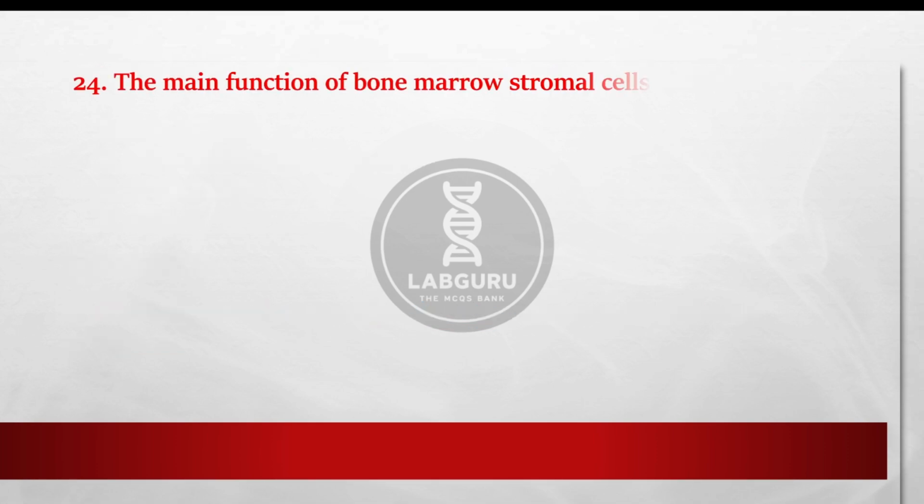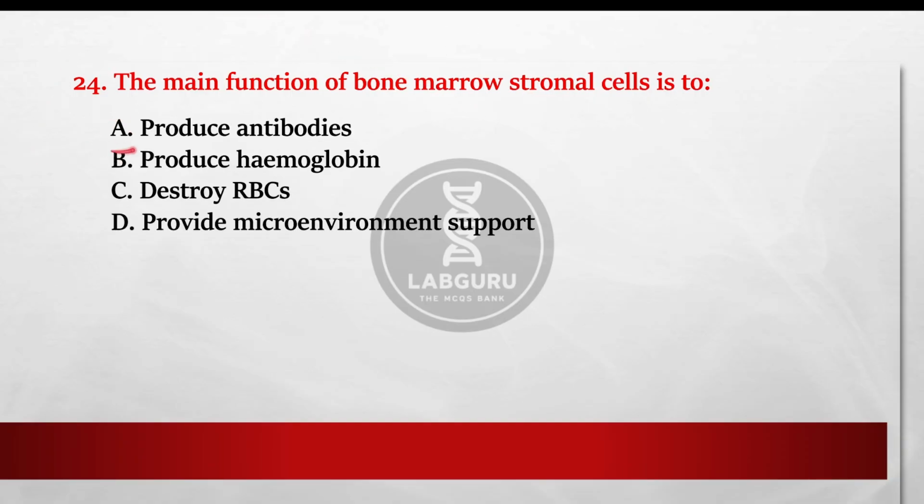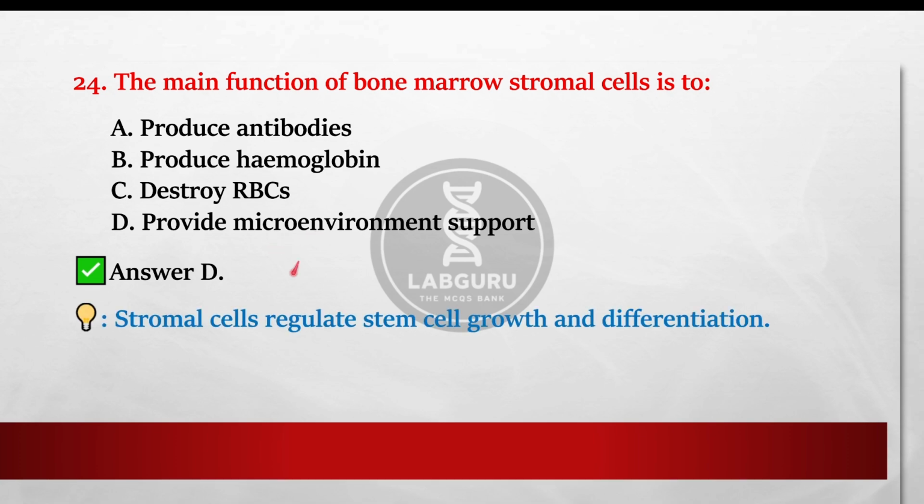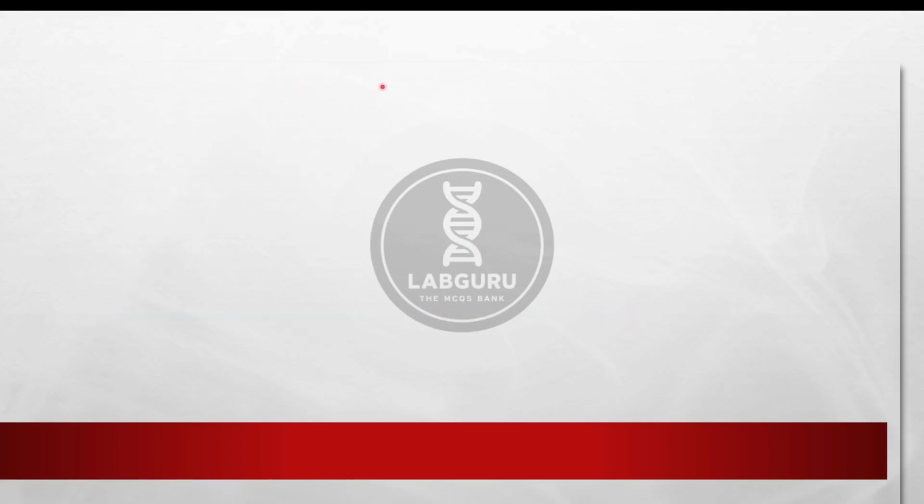Okay. Question number 24. The main function of bone marrow stromal cell is. What is the main function of bone marrow stromal cell? To produce antibodies, to produce hemoglobin, to destroy RBCs, and the last option is to provide microenvironment support. The right answer is option D, that is to provide microenvironment support. Stromal cells regulate stem cell growth and differentiation, so they are providing the microenvironment support for stem cell growth.